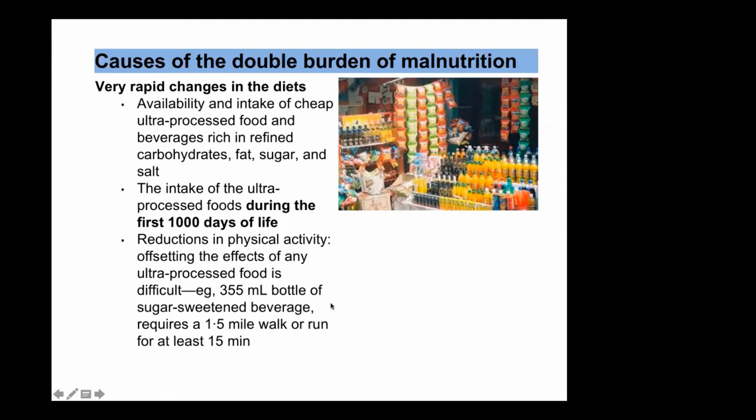The other thing is the reduction in physical activity. This also applies to high income countries because the consumption of these kinds of foods and the reduction in physical activity has contributed to overweight and obesity. And it takes a lot of effort to offset the effects of ultra processed foods. For example, if you drink a 355 ml bottle of sugar sweetened beverage, it requires a 1.5 mile walk, or you need to run for at least 15 minutes, to halt the effect of this food in terms of weight gain or fat gain.